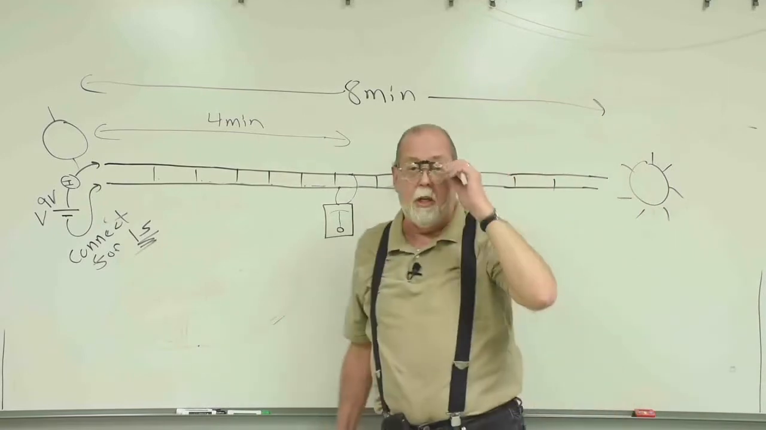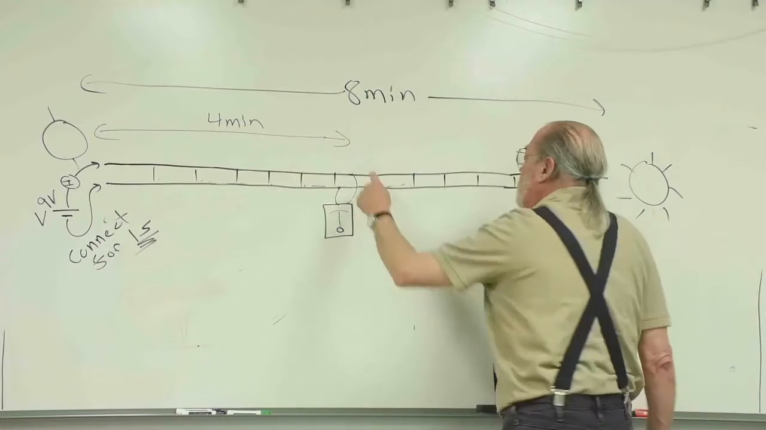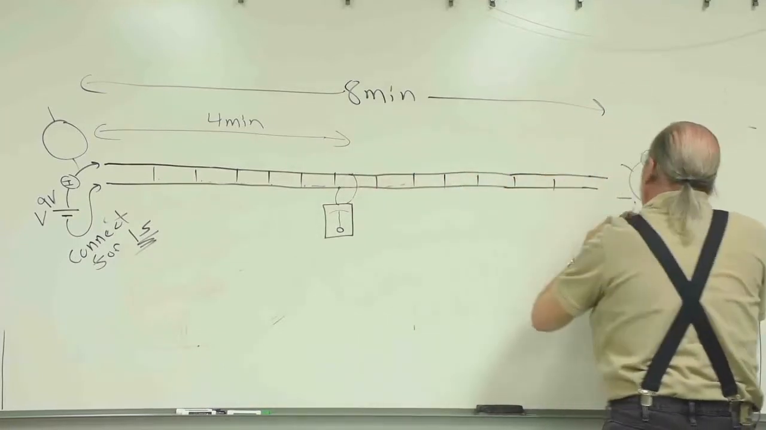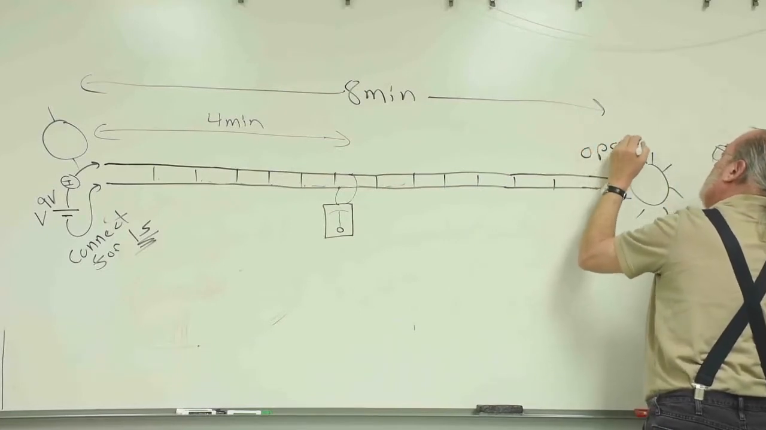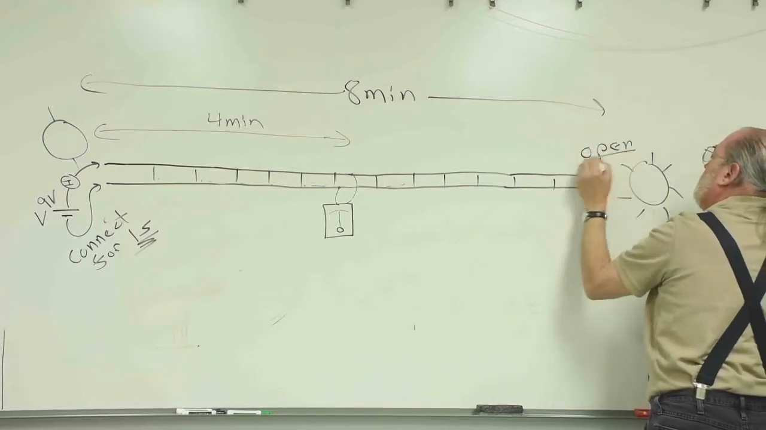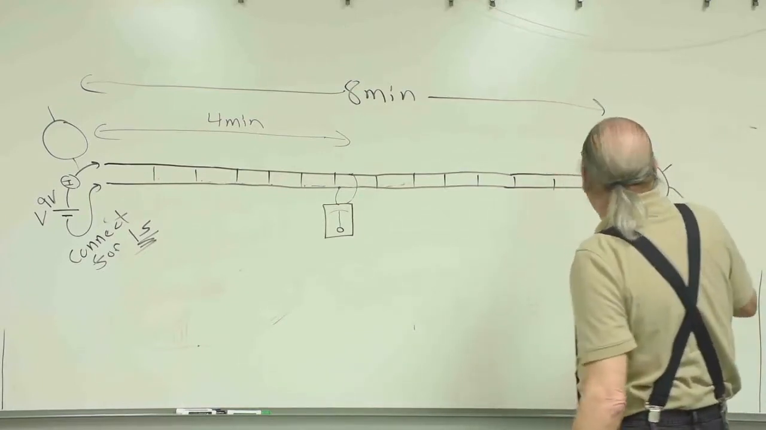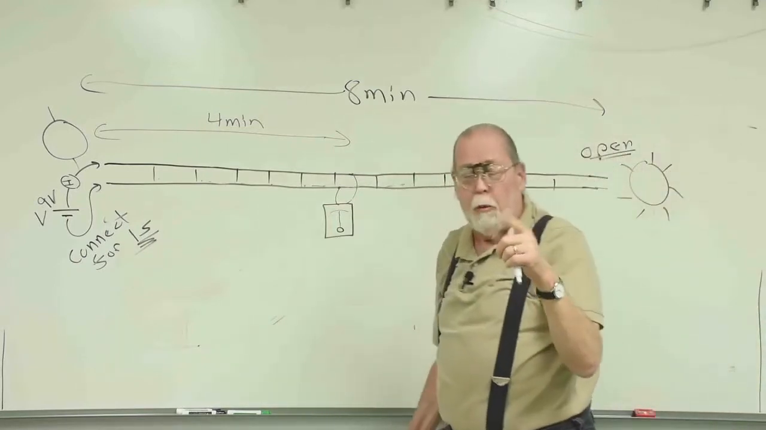And then the question is, then what happens? Well, it's going to travel down, travel down, travel down, and then it's going to hit this open end, where the sun is, okay? What happens?